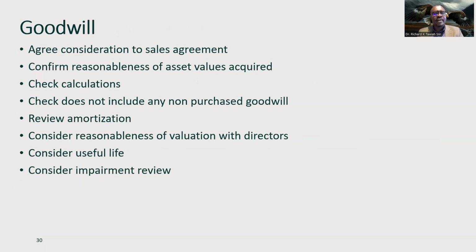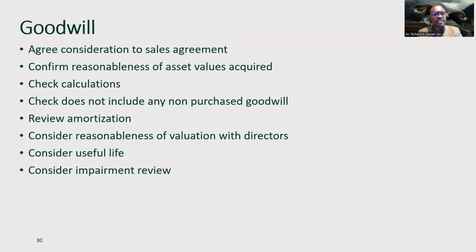Under IFRS 3, you would want to consider goodwill. You know what goodwill is in terms of definition, right? Now look at, in auditing, consider agree the consideration to sales agreement and look at any reasonableness of assets values acquired. You know how to calculate goodwill when you compare the fair value of the net assets against the purchase consideration.